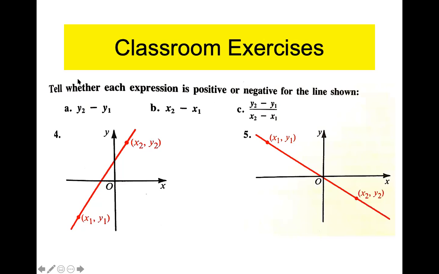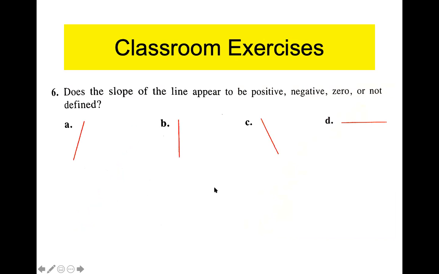All right. Tell whether each expression is positive or negative on the line shown below. Well, we can certainly tell that number 4 has a positive slope, and number 5 has a negative slope, right? Pretty easy to tell right there. And then if they just simply draw a picture, they're just asking you. Some of the homework will be like this, but most of it's not. These are just the classroom exercises. So A is positive, B is undefined or no slope, C is negative, and D is 0.